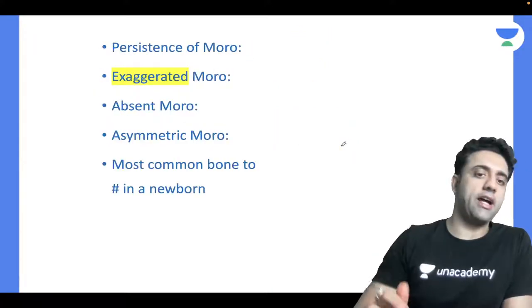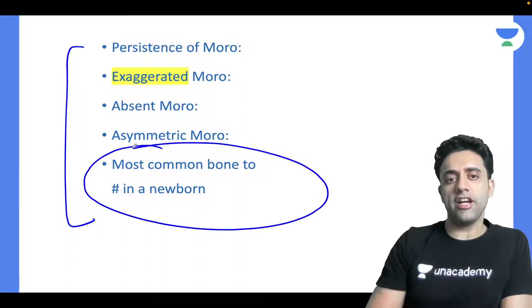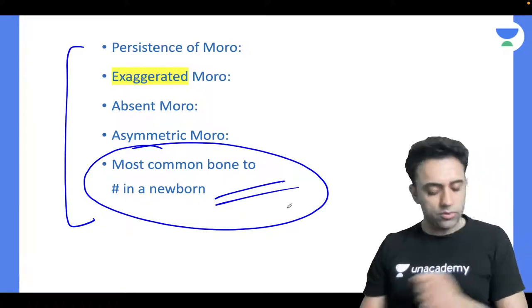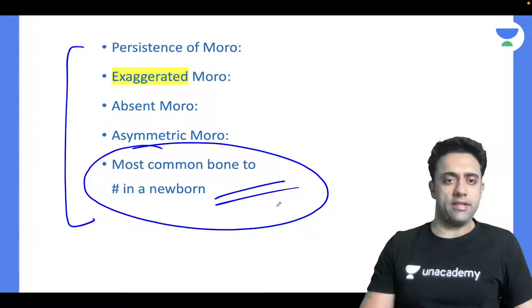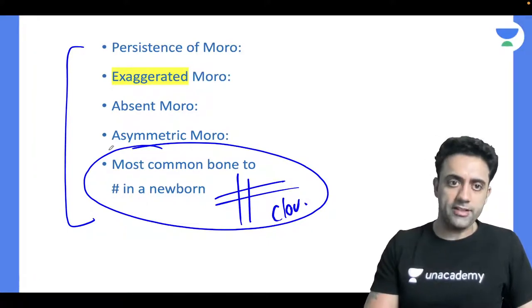And then, exactly, let's talk about these five questions. Most common bone to get fractured in a newborn. So which is the most common bone to get fractured in a newborn? Yes, everyone knows the most common bone to get fractured in a newborn is the clavicle.